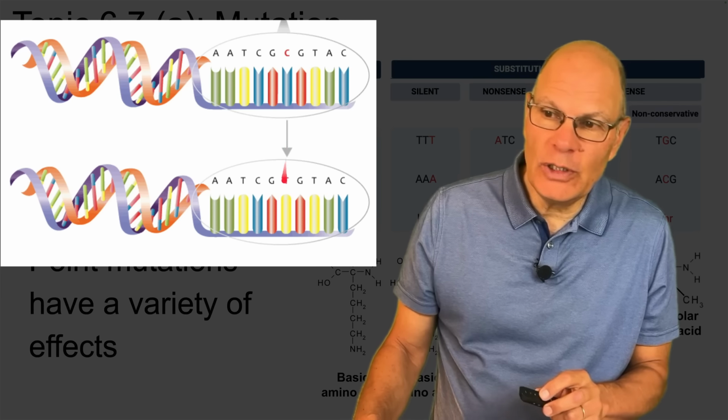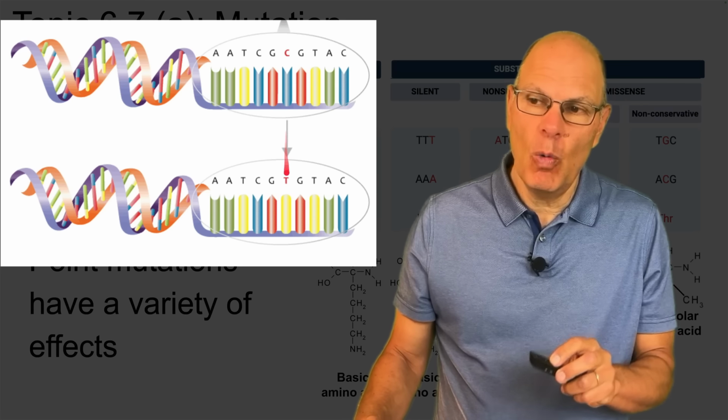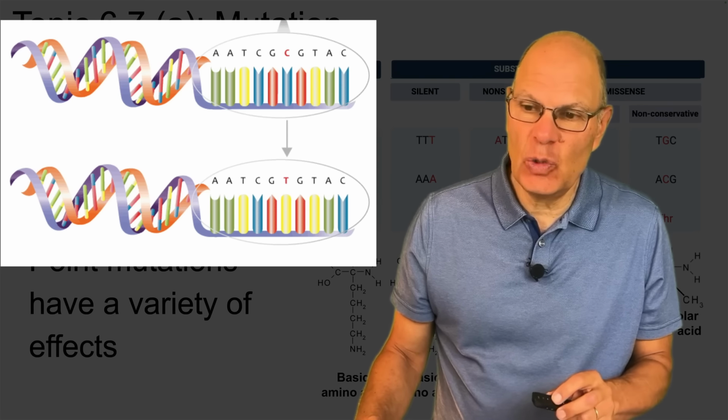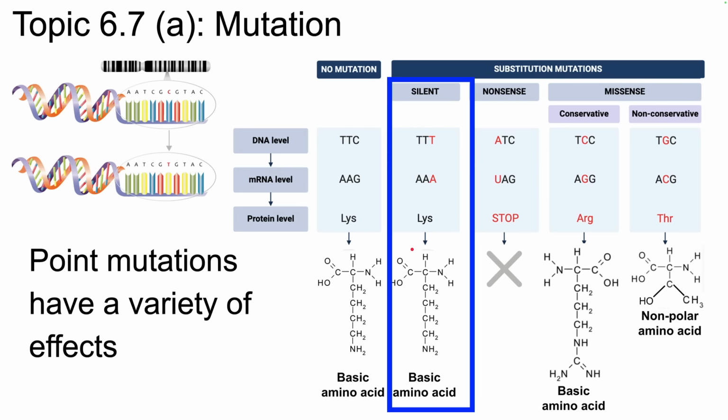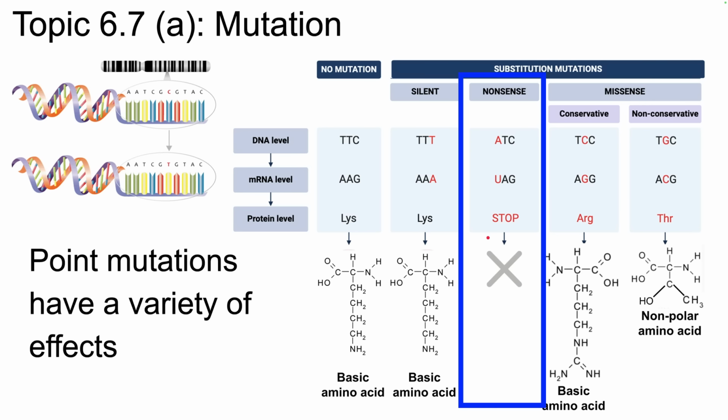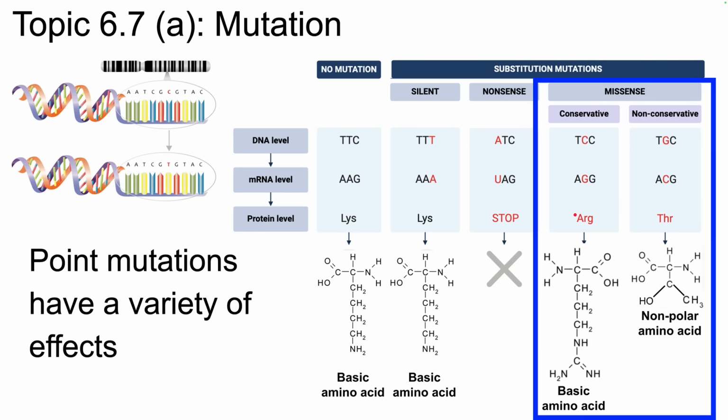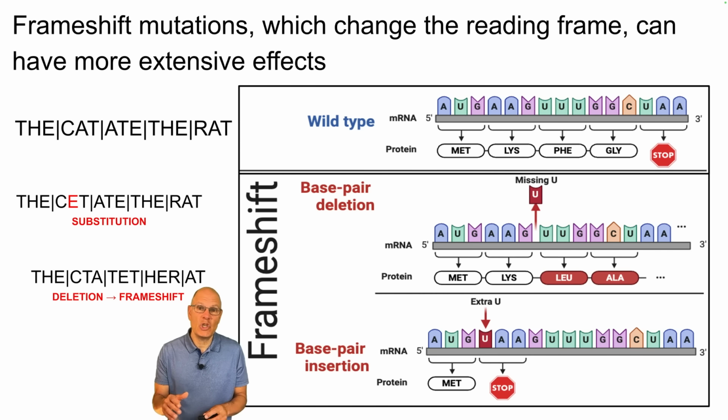We'll start with point mutations, which are changes where one nucleotide changes to another. They can have a variety of effects ranging from nothing, because there's redundancy in the genetic code, to nonsense, where a stop codon gets inserted, to missense, where we change the amino acid. Frameshift mutations are another kind of point mutation, but instead of a substitution, frameshift mutations change the reading frame, so they have more extensive effects.